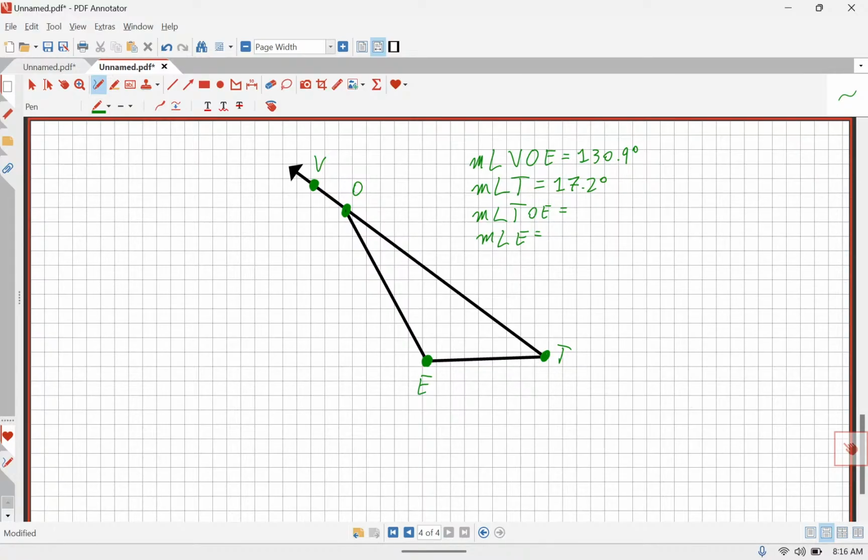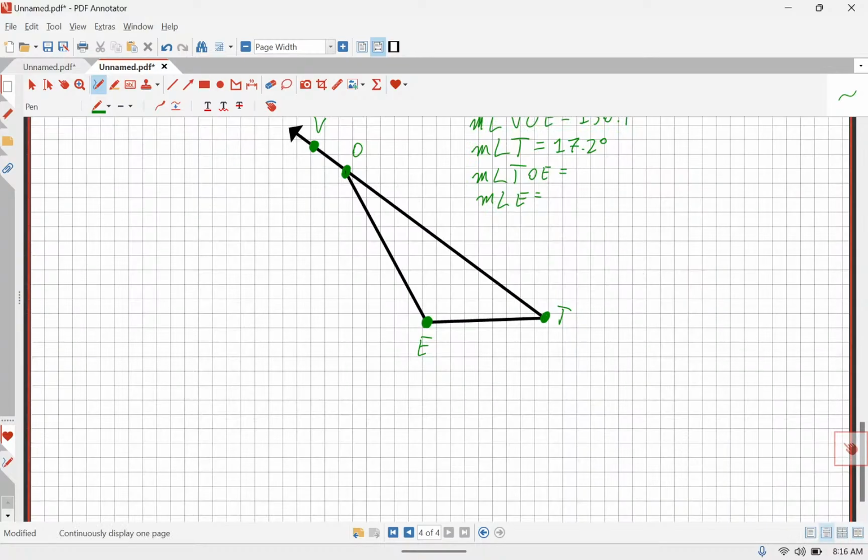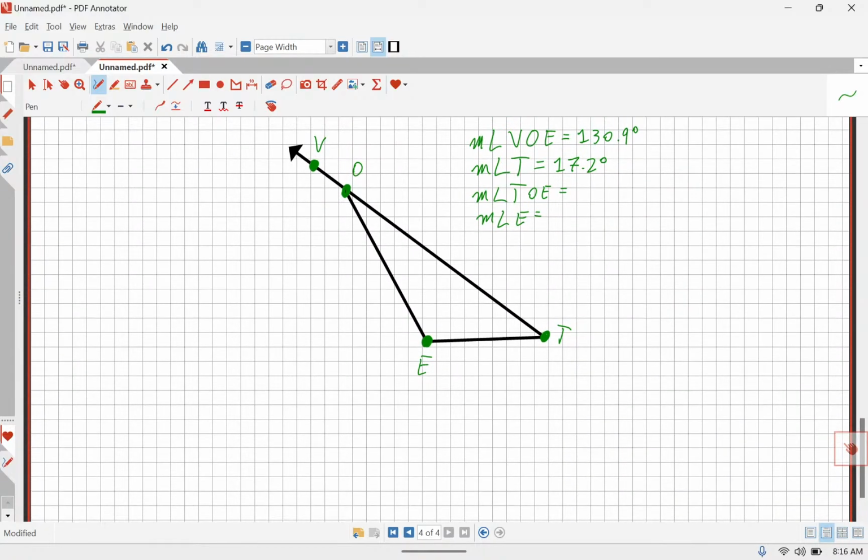Absolutely. So I think probably the trickiest part of this one is figuring out which angle we're trying to ask you about. Do you see how on mine, VOE is this big angle right here? So label that one 130.9. There you go. And then angle T is this guy over here on the opposite side. So that one's going to be 17.2.